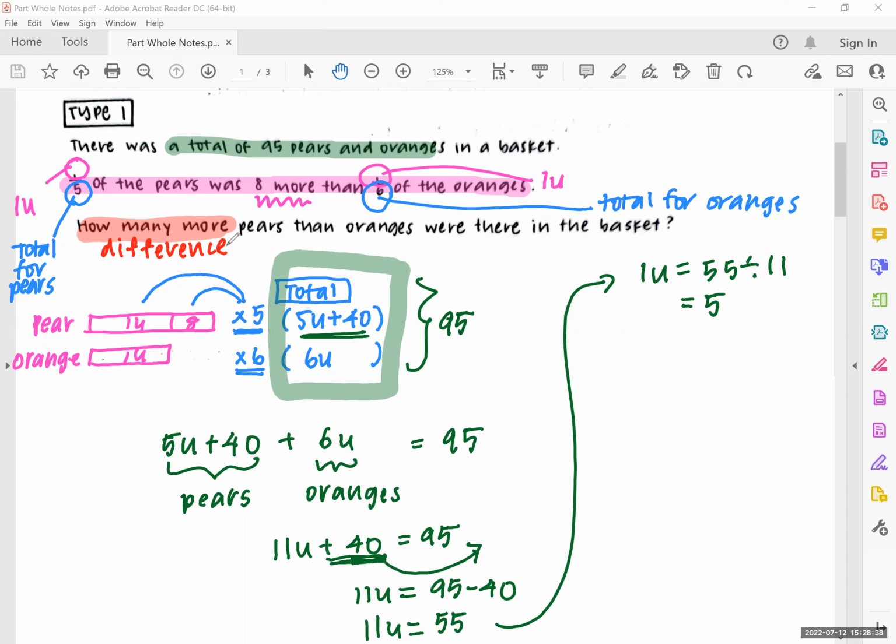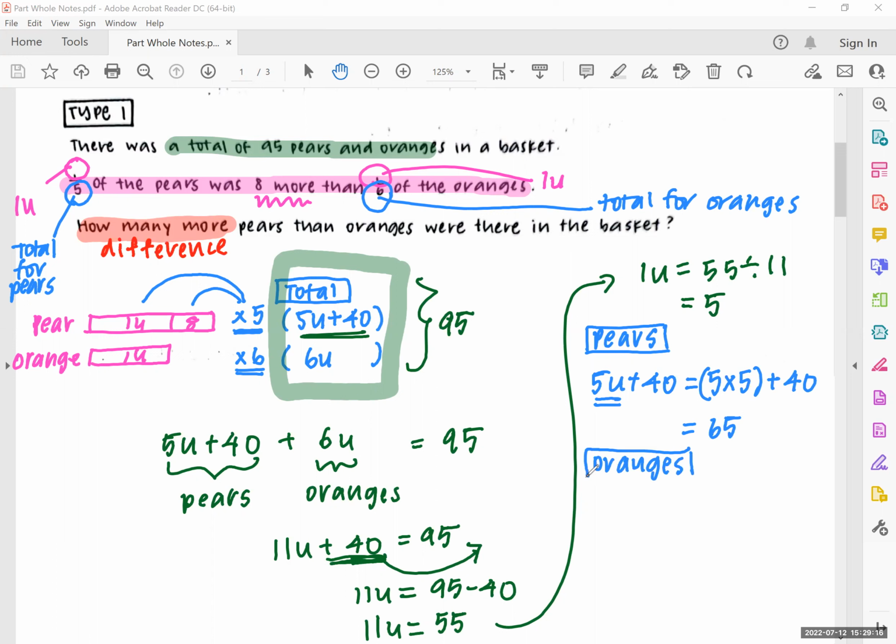So let's go about finding how many pairs. It's in blue. Can you see the pair total is what? So let's start with pairs first. Pairs, the total is how much, guys? 5 units plus 40, right? And do we know how much 5 units is? Because we already have how much? 1 unit. So to find 5 units, I'll take 5 times 5, and then I need to add 40. And how much do I get? 65. Yes.